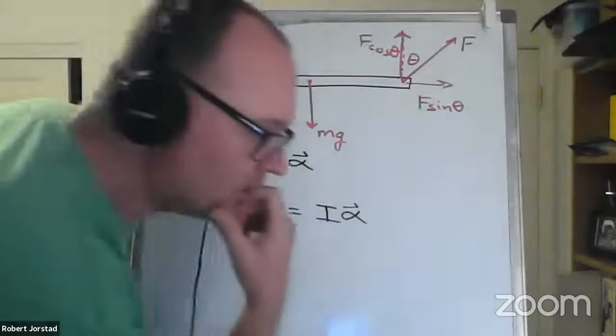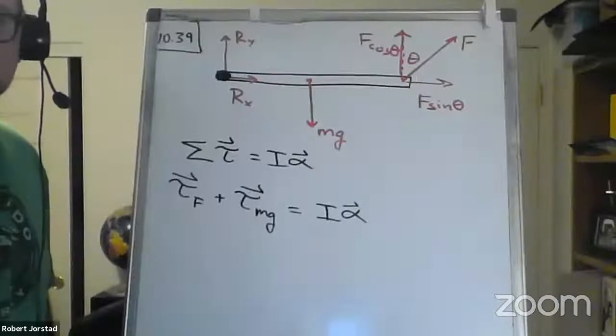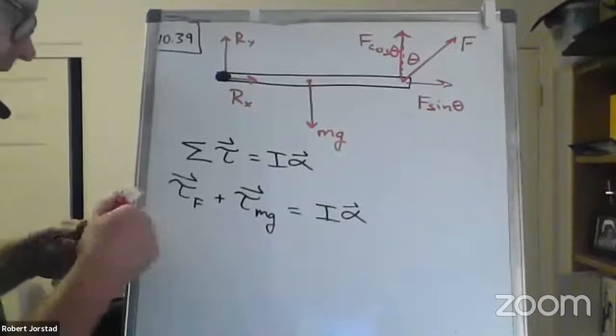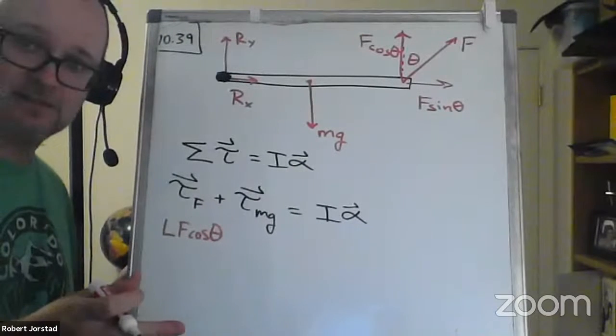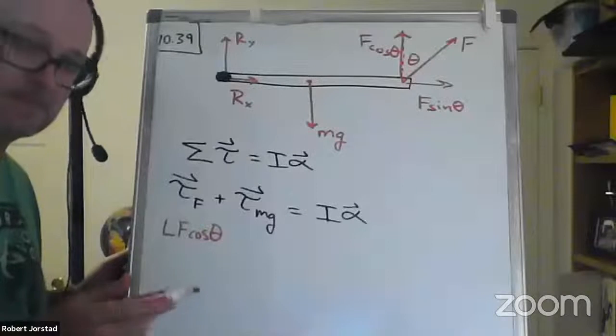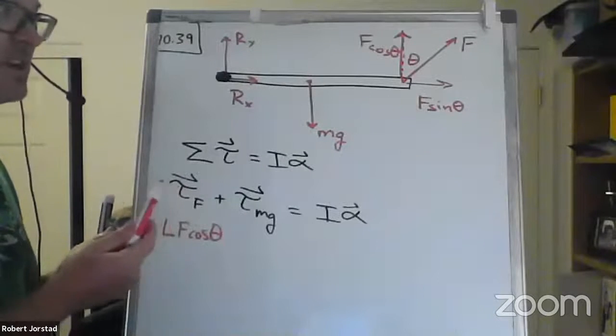What is R in this problem? Do we have the length of the rod? L is the length of the rod. So it'll be L F cosine theta. L F cosine theta is almost correct. What did you forget that I forgot earlier? Vector. Tell me which way. It would be in the J hat.